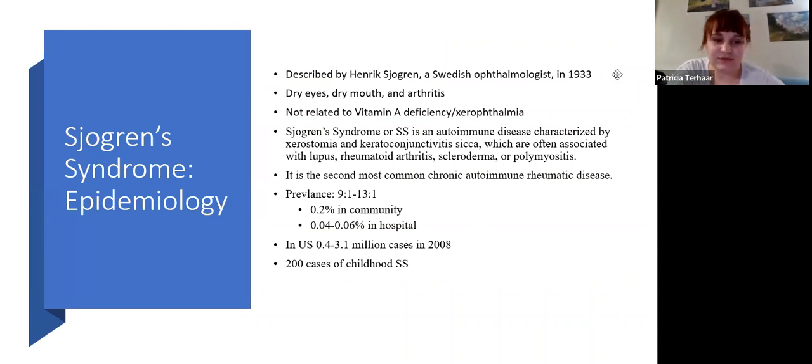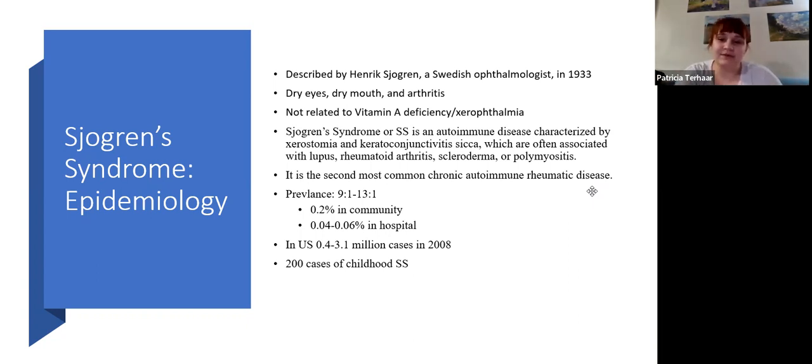Now moving on to Sjögren's syndrome. Sjögren's syndrome was originally described by a Swedish ophthalmologist named Henrik Sjögren in 1933. What stood out to him was the dry eyes and the mouth, but it wasn't related to a vitamin A deficiency or xerophthalmia. What he found is that typically it was the dry eyes, dry mouth, and arthritis. And now there are other diseases that are linked to it as well as arthritis, such as polymyositis.